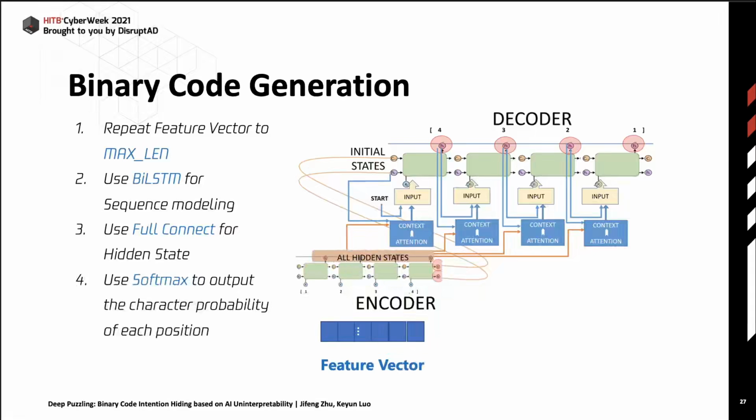Step 3. Use a fully connected layer to cross the hidden layer features. This will give us the desired output dimension. Fourth step. Use a softmax function to output the probability of each position character, and take the one with the largest probability as the decoding result.